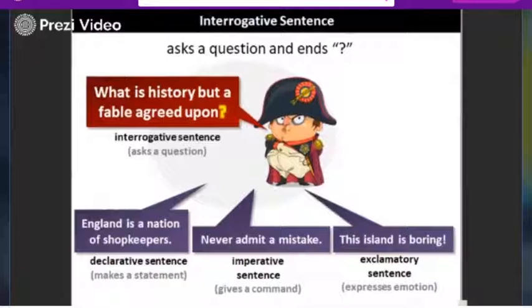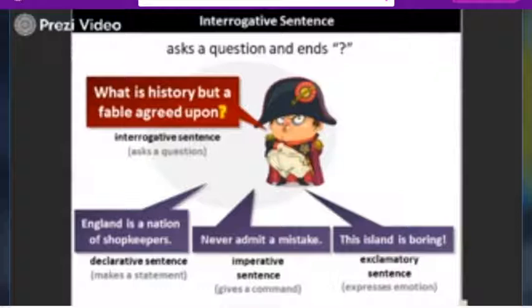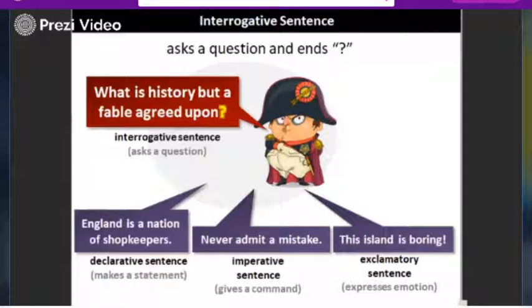Now, interrogative, question. You are asking why, when, where, who, did you, do you. Every time you're asking something, it's an interrogative sentence, and you have to put a question mark at the end. It's a rule, a written rule. You have to. What is history but a fable agreed upon? It's a question.